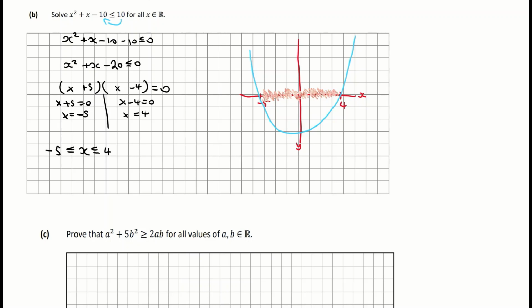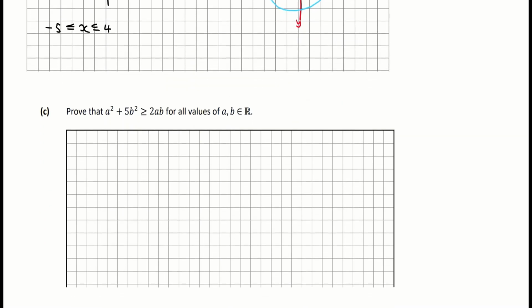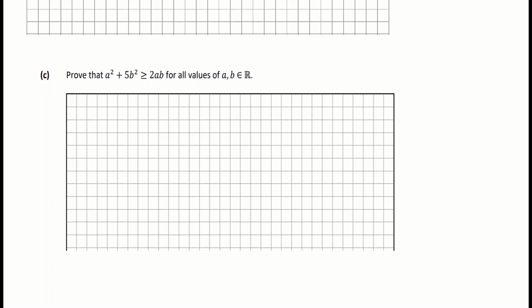So in part C, prove that a squared plus 5b squared greater than or equal to 2ab for all values of a and b an element of R. Same thing again here. I'm going to first of all move over that 2ab. So I'm going to put the 2ab in the center. So that will become a negative 2ab plus my 5b squared.